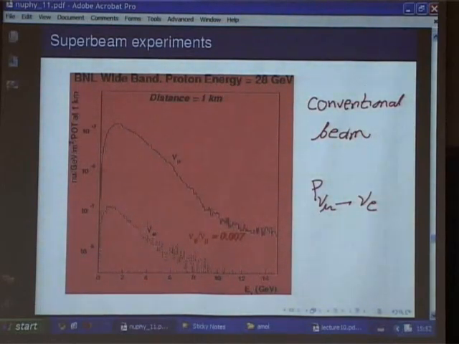So therefore, the advantage of a super beam experiment is that it's easy to make. The disadvantage is that if you want accuracy of more than 1%, you can do nothing, because there is no way to remove this background, this contamination of the flux. It is called the beam background.